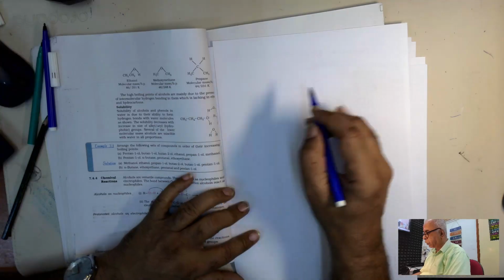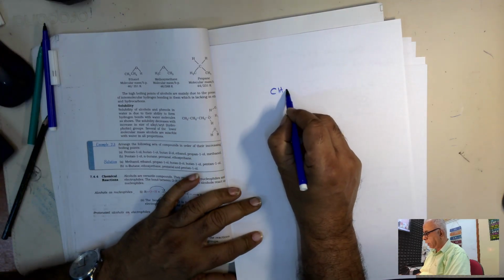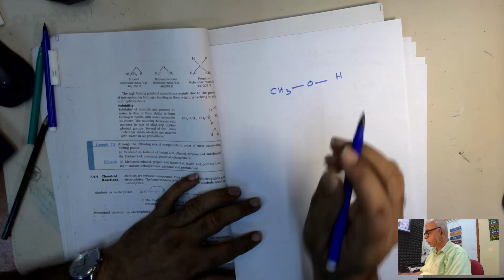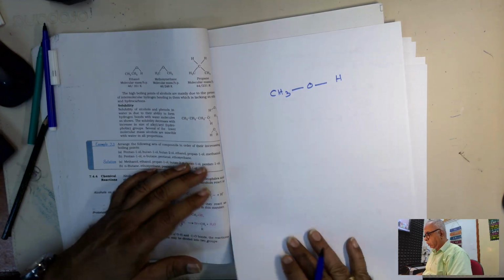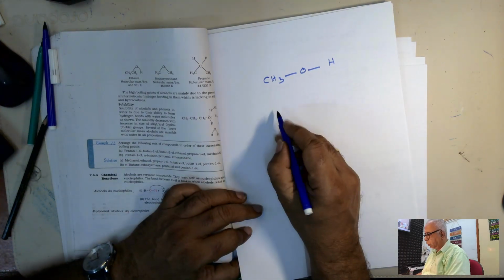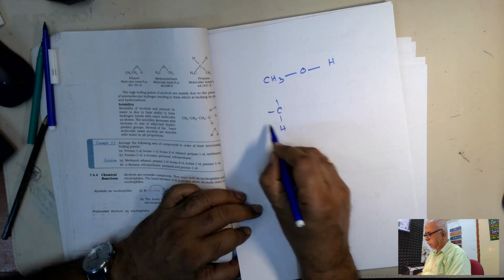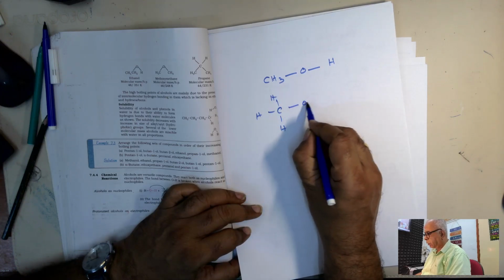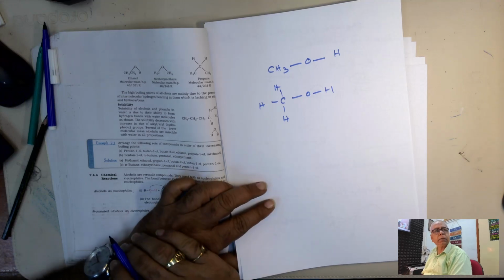Because when you talk about OH, you can include phenol also. So we are studying both alcohols and phenols simultaneously, right? And now let us consider the OH bond. Let me discuss generally. Let me consider CH3OH.